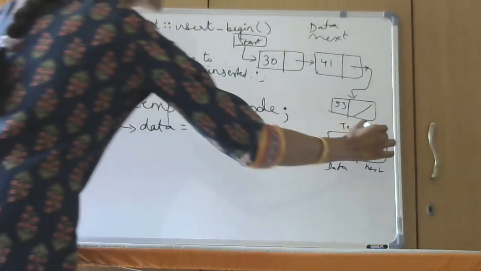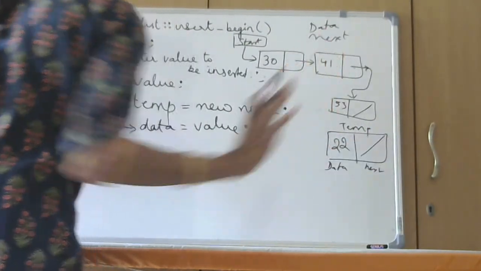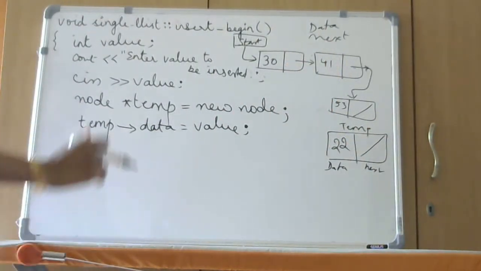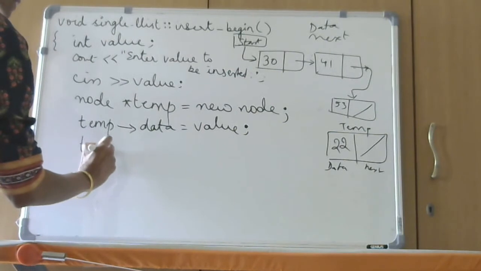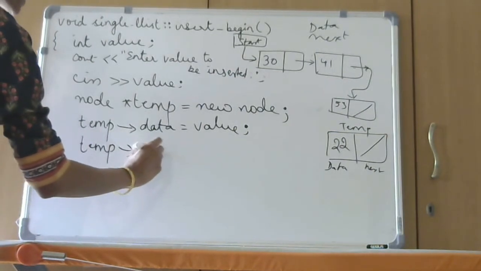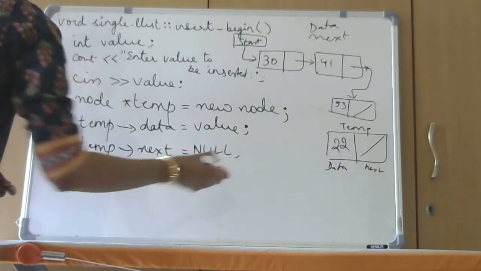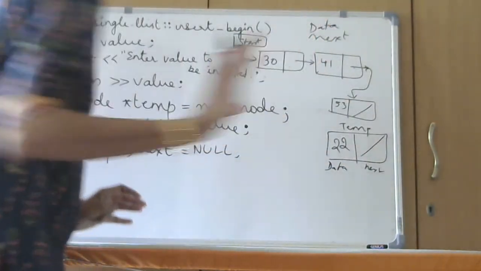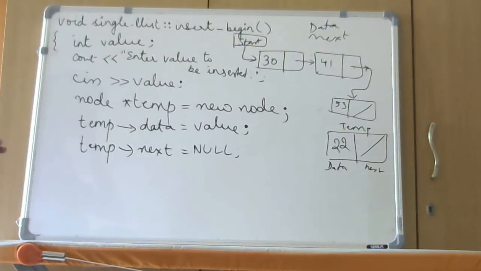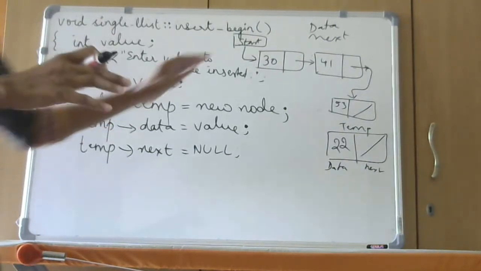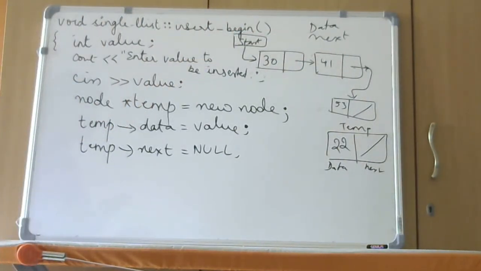Next, what will this be? Right now this is a single node, and I am not going to put anything there. So I can write temp of next is equal to null. So my node as such is ready. I want to insert this node at the beginning of my linked list. That is what I am going to do.